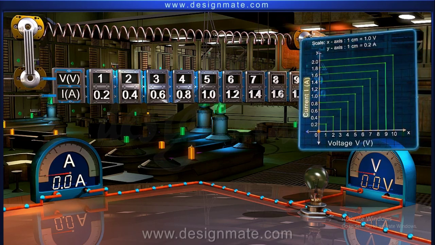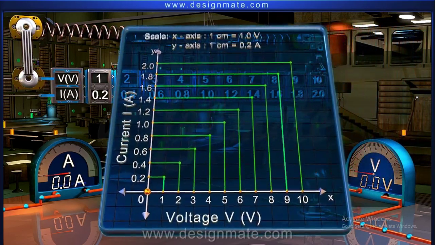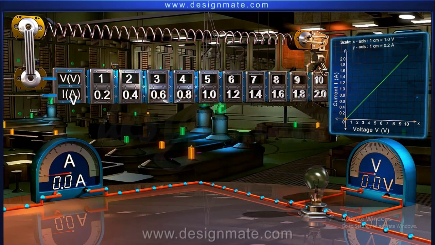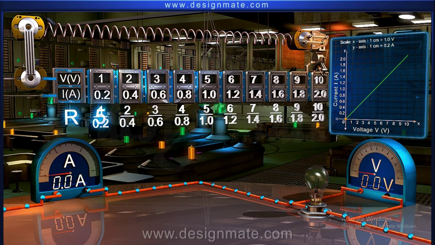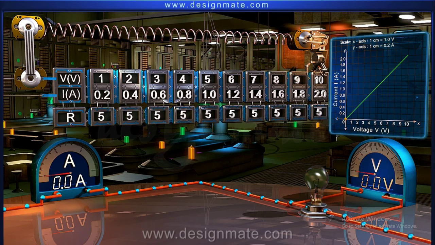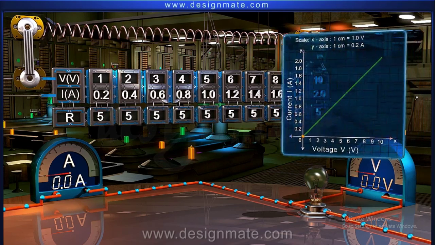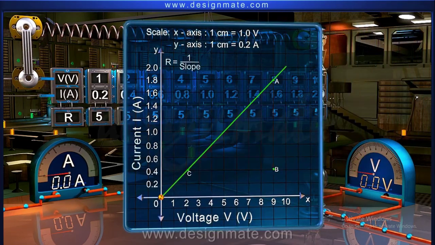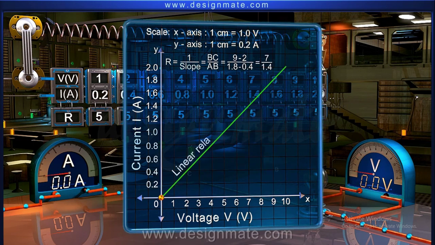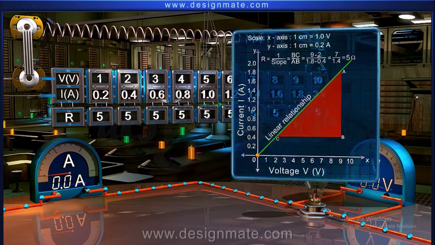The plot of current I versus voltage V is seen to be a straight line passing through the origin. The ratio of the applied voltage V to the current I equals R in all the cases. This constant R is the resistance offered by the bulb and is given by the reciprocal of the slope of the straight line, indicating a linear relationship between current and voltage.